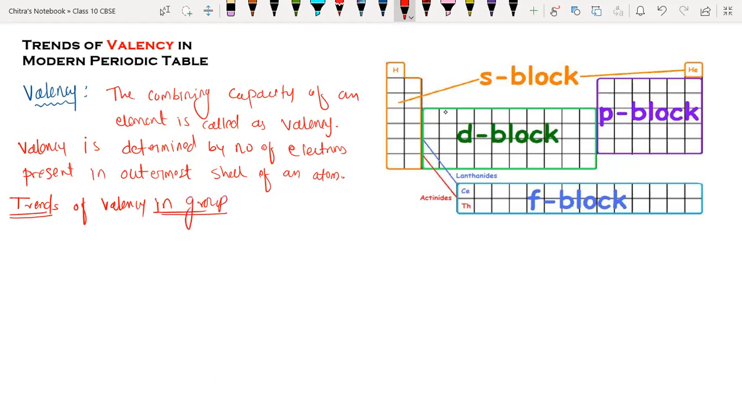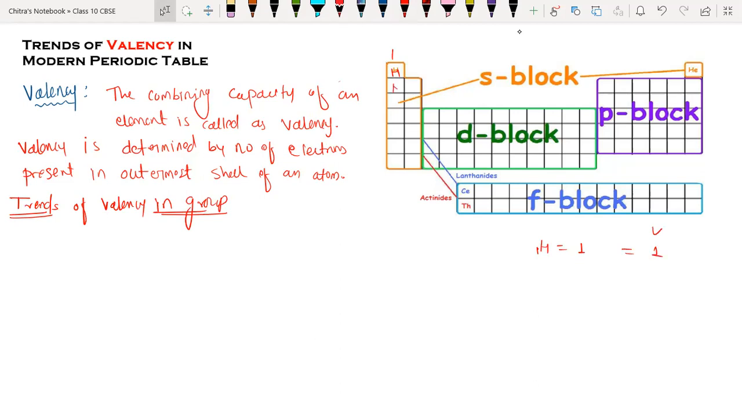Okay, so first we are going to discuss the first group. In the case of hydrogen, hydrogen has atomic number 1, so its electronic configuration is 1. It requires 1 electron to complete the duplet rule, so its valency will be 1.